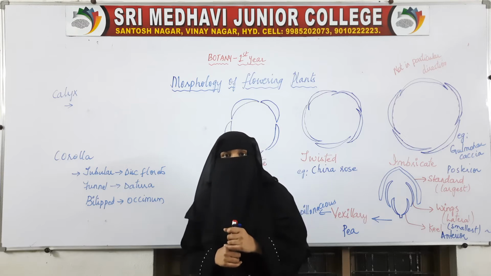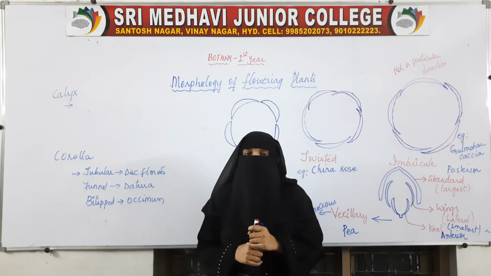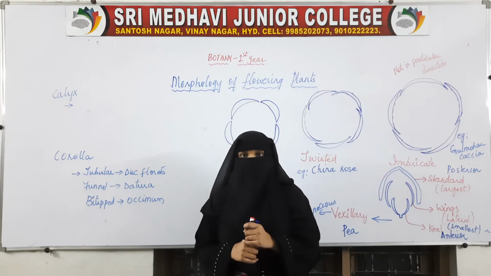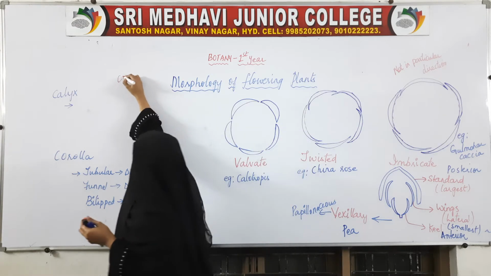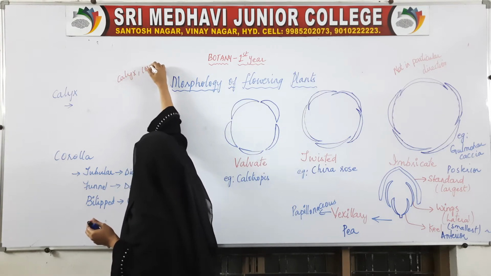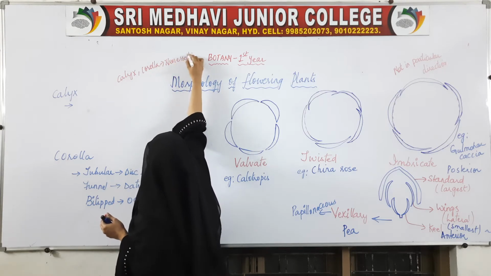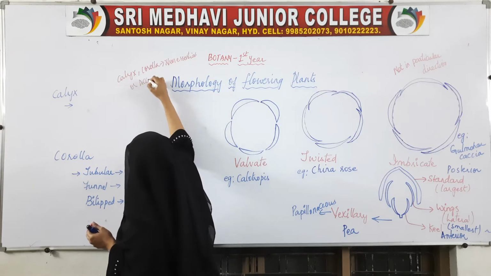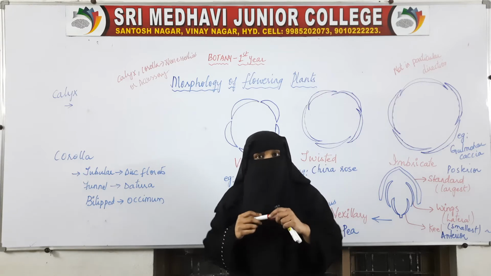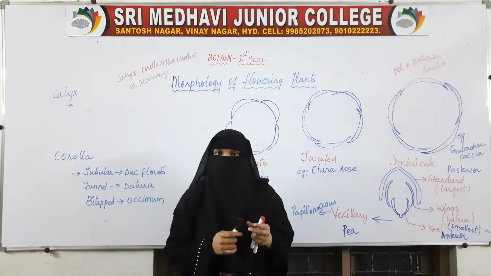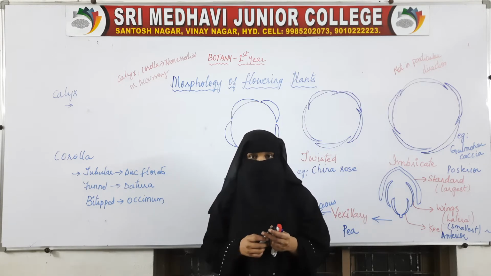And we have already known that calyx and corolla are called the non-essential or accessory parts of the flower. They do not take part in reproduction directly, but they help the flower in different conditions.